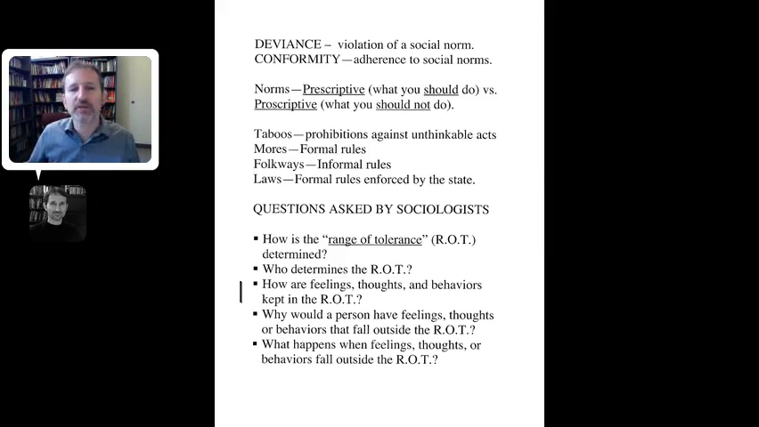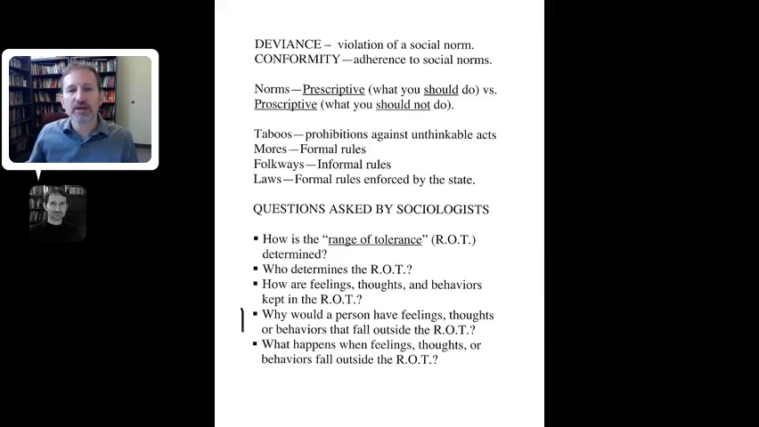Next, how are feelings, thoughts, and behaviors kept inside the range of tolerance? Okay, do you check yourself? Do other people check you? Is it something where you internalize norms and values and maybe morals that say, I should not do this? Or is it another outside force that stops you from behaving in a bad way?